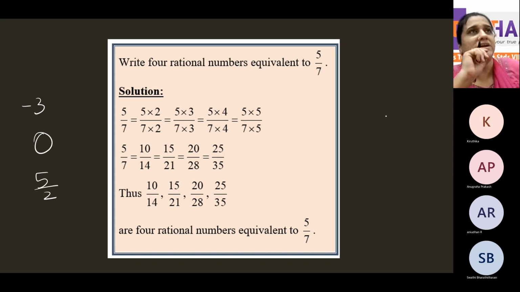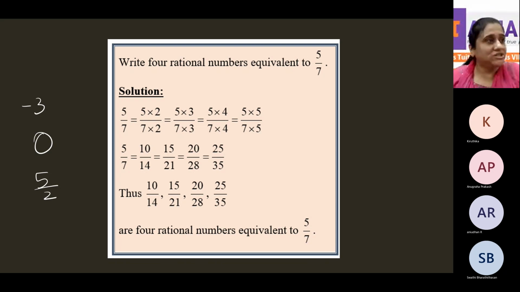See, when somebody asks you, is this an integer, what will you think? Is it a natural number? No. Is it the negative of a natural number? No. Is it 0? No. Then it's not an integer. An integer should be any one of these three. What is an integer? An integer is a natural number or the negative of a natural number or 0. 5 by 2 is not any of it. So 5 by 2 is not an integer.